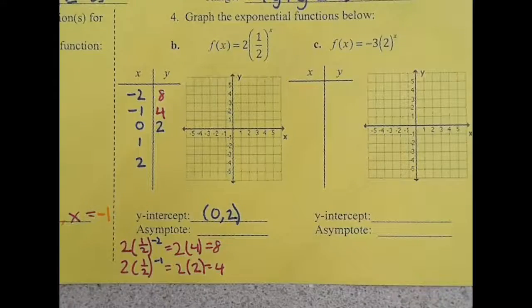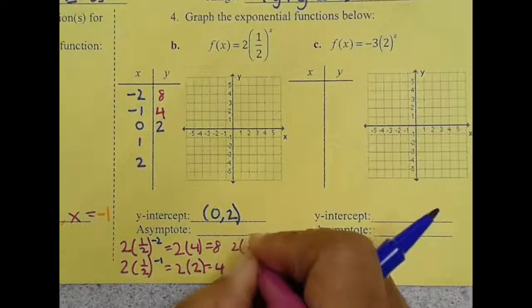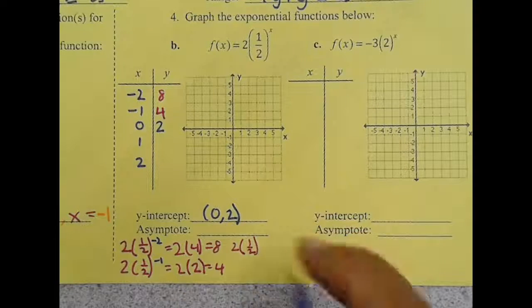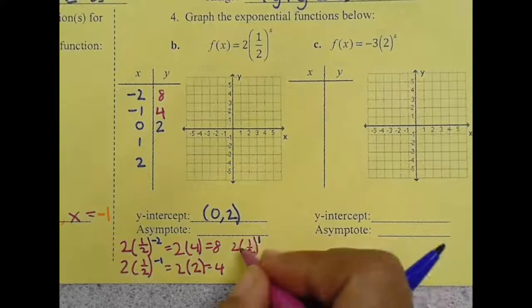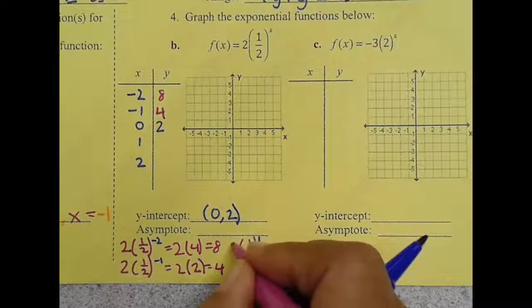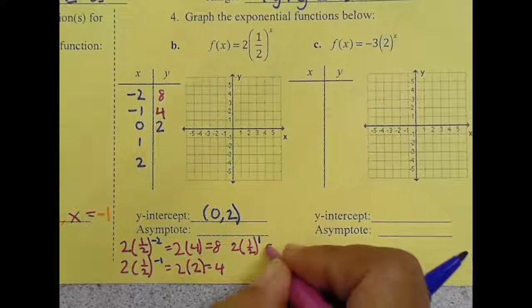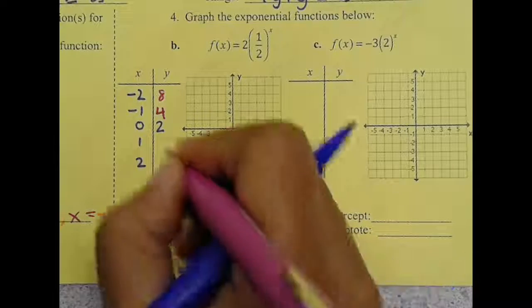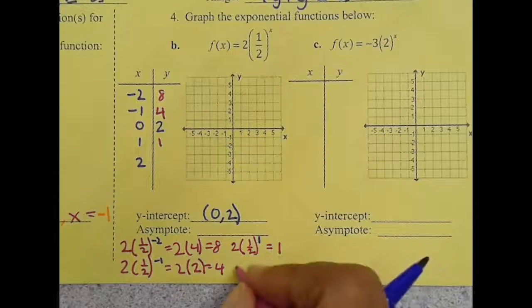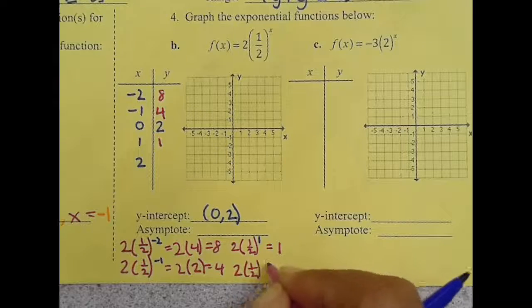All right, let's go ahead and plug in the next one. So we have 2 times 1/2, and this time it's to the first power. Well, that first power is just 1/2, so 2 times 1/2, or you could think of it as half of 2, is 1. And then the last one we're going to plug in is the square.